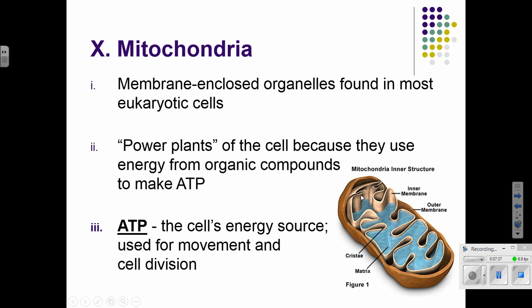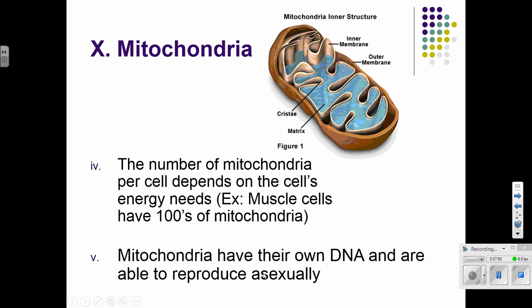So if you look at this mitochondria here, here's the inner membrane. It's kind of folded so we get a little more surface area. Outer membrane is going to be a little bit smoother. And something also kind of unique about mitochondria, they do actually contain their own DNA. And that's on this next slide here. So they're able to actually reproduce asexually.